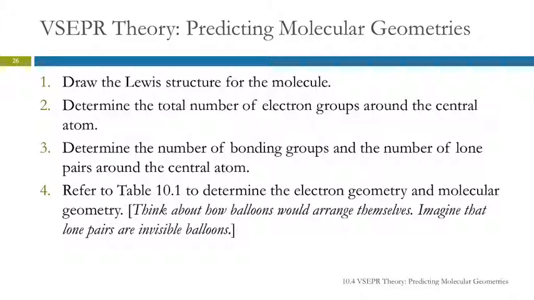And then I disagree with the book's fourth instruction here. They say refer to table 10.1 to determine the electron geometry and molecular geometry. Well, that's great if you have table 10.1 in front of you, but you're not going to have that on an exam. So we're not going to do that. Think about how balloons would arrange themselves and imagine that lone pairs are invisible balloons.